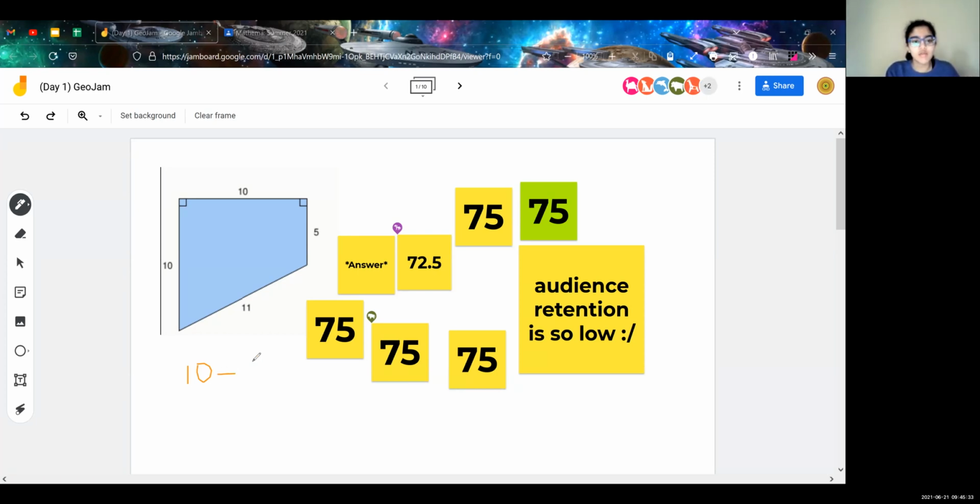So you find the average of the bases, which is 10 plus 5 over 2, and then you multiply this by the height, which is 10. So you can either do 7.5 times 10, or you can find out that 10 over 2 is 5, and then do 10 plus 5 times 5, and either way, you'll get an answer of 75. So everyone except one person who corrected the answer got it correct, so good job. You guys shall get a gold star.